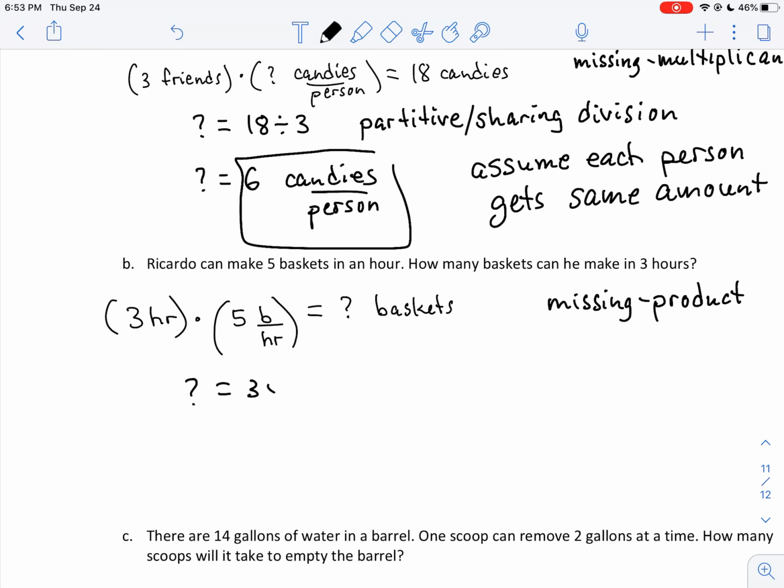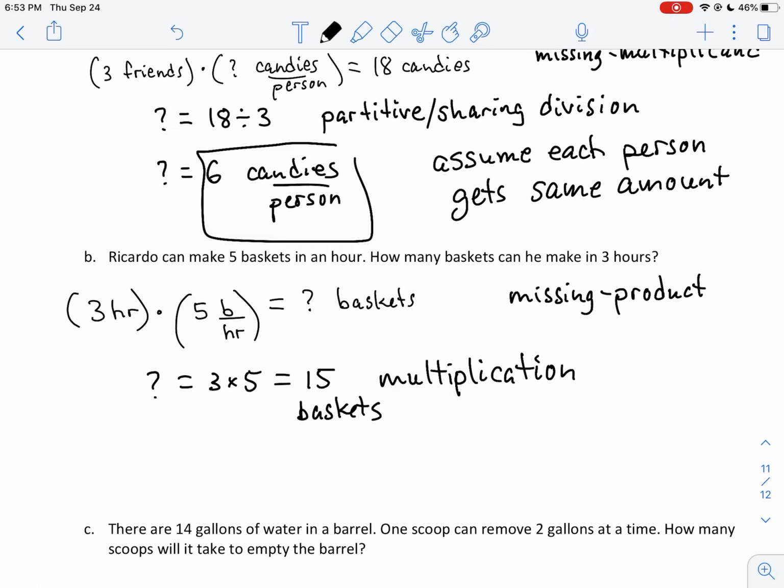And to resolve it, the question mark is we do numerical multiplication of 3 times 5 and get 15. Right, so we use multiplication to resolve it. That's how you resolve any missing product tasks. You just multiply the 2 factors. Multiply the multiplier and the multiplicand, and you get the product. And 15, I should have said how many baskets. Let's put a unit on there. 15 baskets.